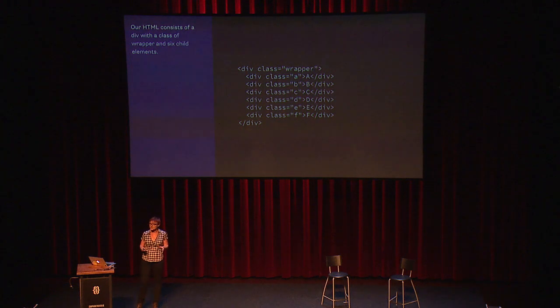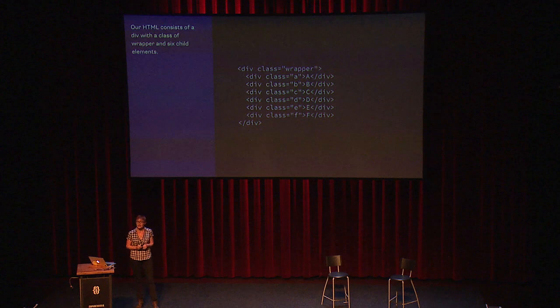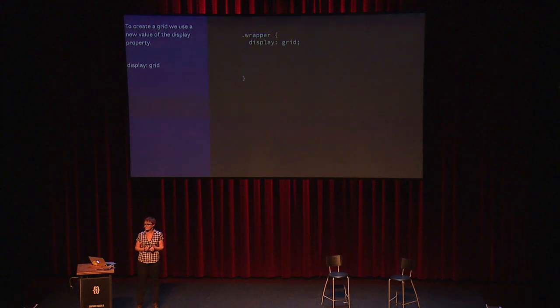So straight away into the code, here's some HTML. I've got a div with a class of wrapper, I've got 6 child elements, and they've each got a class. I'm going to declare a grid on the wrapper. So the first thing we do is we say we want to use grid layout. So this is a new value of the display property. You can also use the value inline grid, and that does exactly what you'd expect. It creates an inline grid.